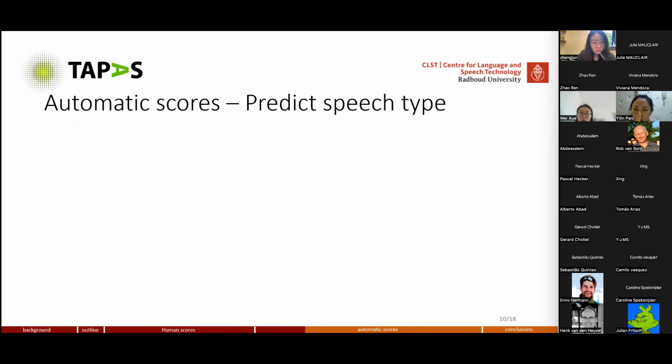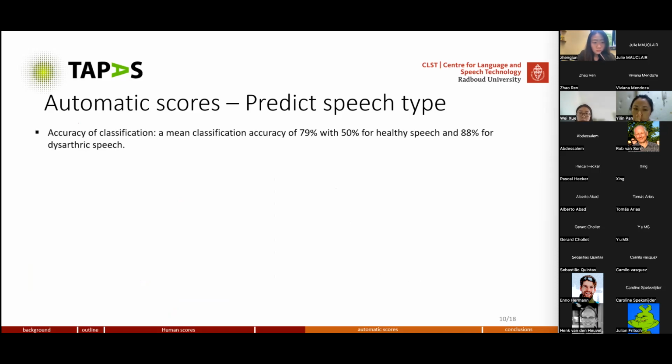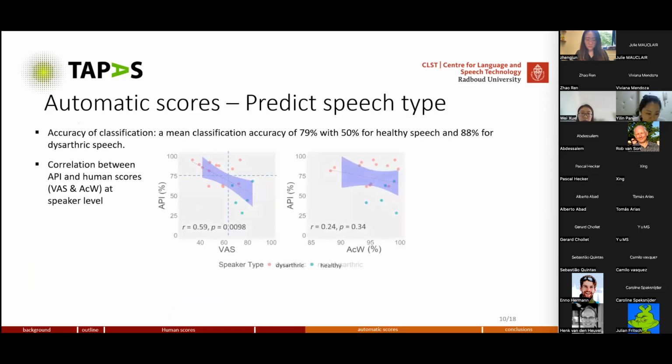For the accuracy of classification, we observed a mean classification accuracy of 79%, with 50% for healthy speech and 88% for dysarthric speech. We also studied the correlation between the API and human scores at speaker level, as shown in the two figures here, where the y-axis is the API and the x-axis is the human scores. We can see that the correlation between API and fuzz is significantly moderate, whereas there's no correlation between the API and the accuracy of words.